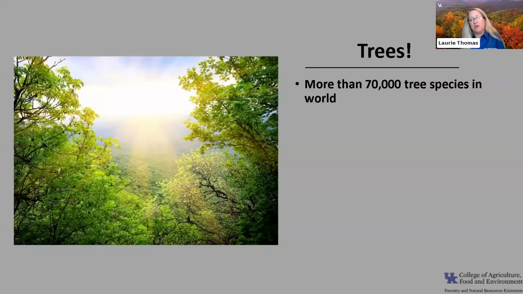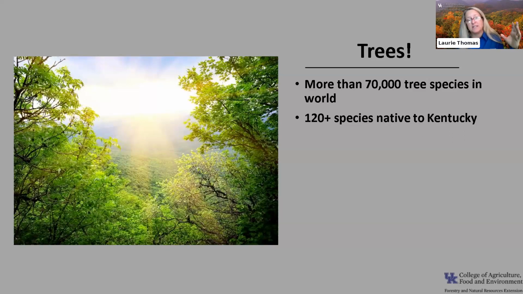So we'll start off with trees. Did you all know there are more than 70,000 tree species worldwide, which is amazing. And they estimate that there are tree species that we haven't even identified yet. In Kentucky alone, we have over 120 native tree species that we find out in our woods. And a lot of that has to do with the fact that we're such a diverse state.